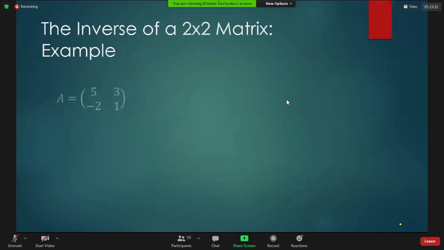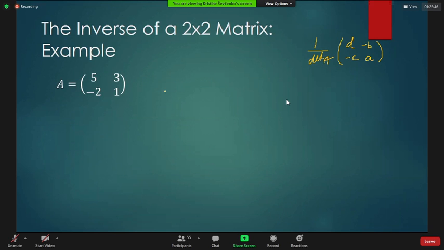So an example, this one. Let me remind you, the inverse was 1 divided by the determinant of A, and then D and A exchange places, but B and C only get the opposite signs. So for this, the determinant of A is 5 times 1 minus 3 times minus 2. That is 5 plus 6, which is 11. That's fine. And now the inverse, I can in fact write immediately.